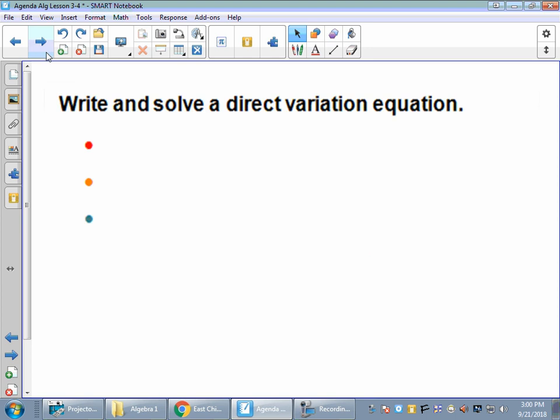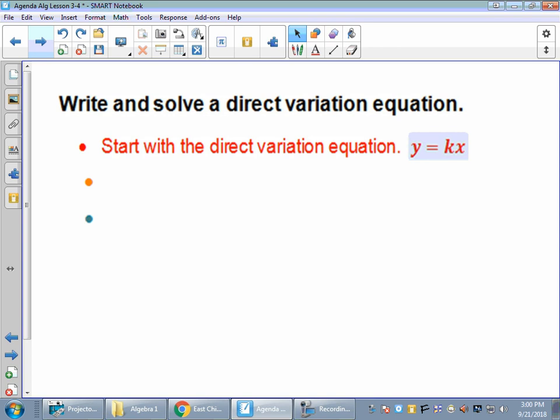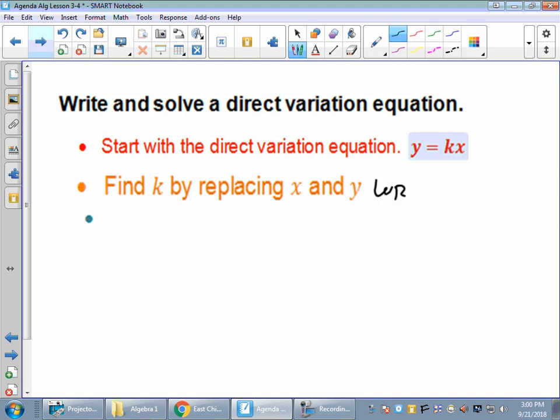All right, next up, we're going to write and solve a direct variation equation. So writing and solving a direct variation equation. The first thing we're going to do is start with the direct variation equation. We know that's y equals k times x. Okay? And then there's two different spots. We call it first half and second half. So the first half here is find k by replacing x and y. And then we're going to write a new equation with those numbers.